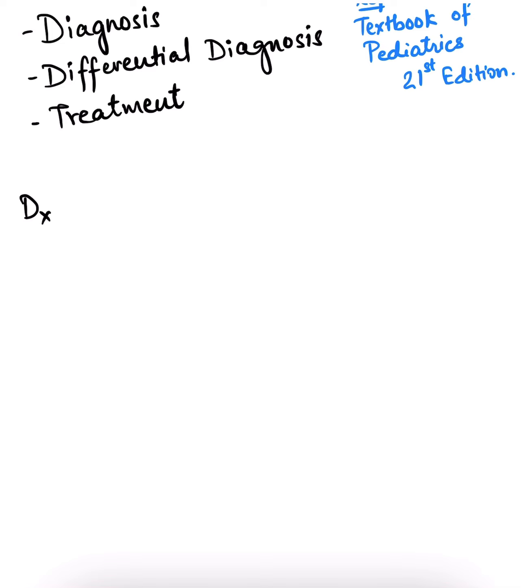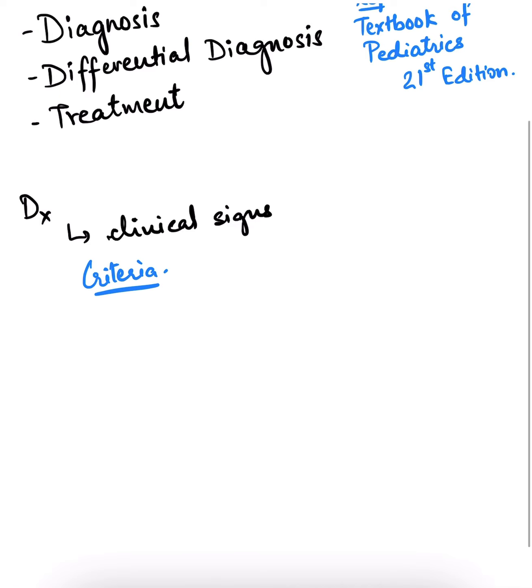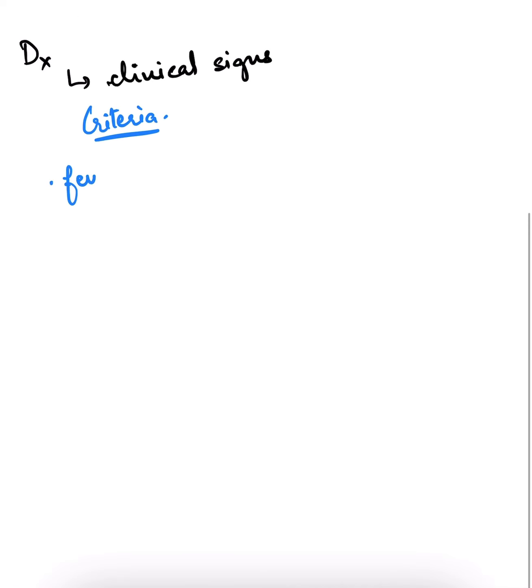So the diagnosis of Kawasaki disease is based only on the clinical signs first. Now let's talk about the criteria for diagnosing the patient. Fever should be present, which is persistent, as I have already discussed in the first video. Those who haven't watched it, I'll give the link in the description box below. Just watch the first part and then proceed to the second part.